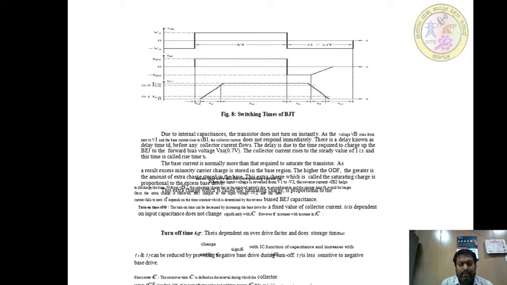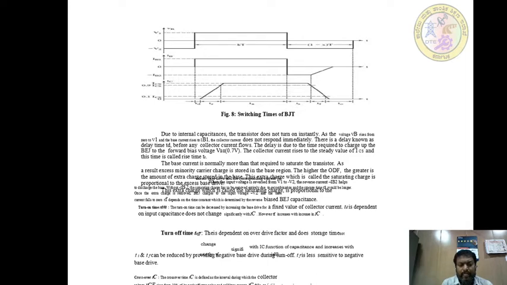The base current is normally more than that required to saturate the transistor. As a result, excess minority carrier charge is stored in the base region. The higher the overdrive factor, the greater is the amount of extra charge stored in the base. The extra charge, which is called the saturation charge, is proportional to the excess base drive.